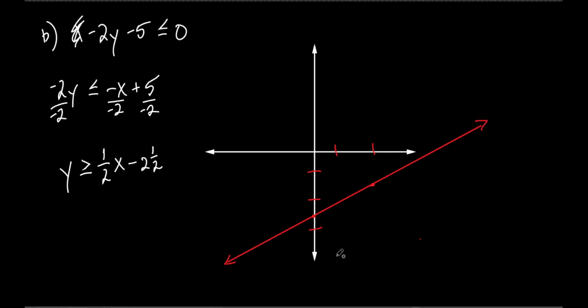Now that's not my answer because it doesn't say what's equal to this. It says what's greater than or equal to it. So where do we shade? We shade up here or down here?